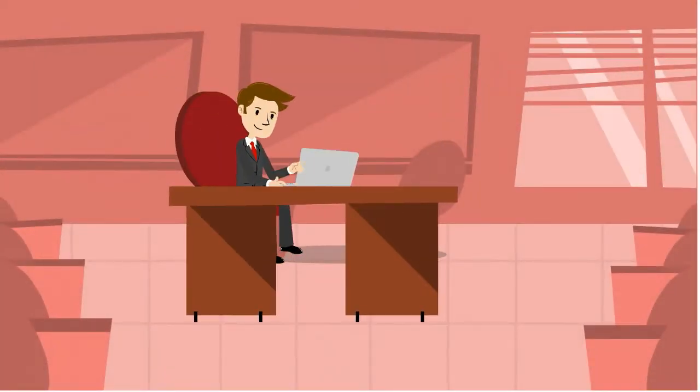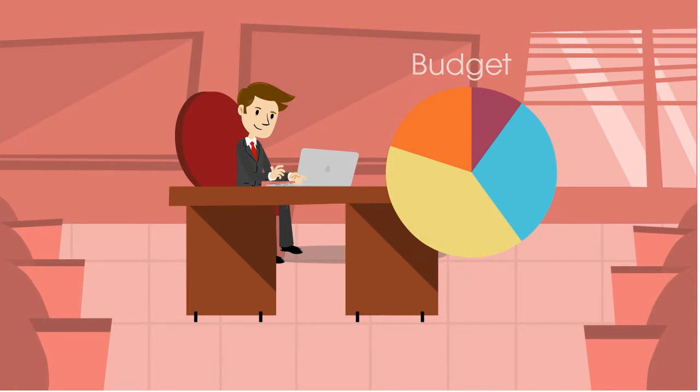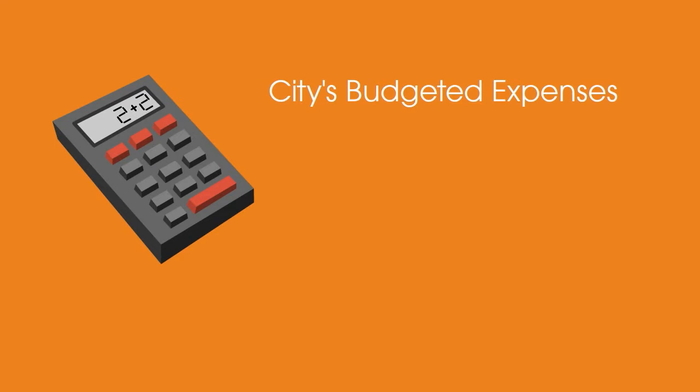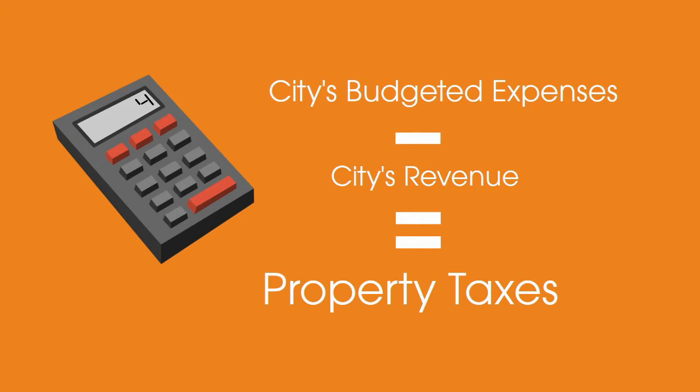The city's finance department calculates the property tax rates by creating an annual budget, which is subject to approval by City Council. Once total projected expenses are calculated, other revenues that the city receives, like provincial grants and fees from public services, are subtracted from those expenses. The remainder is to be covered by property taxes in order to balance the budget.